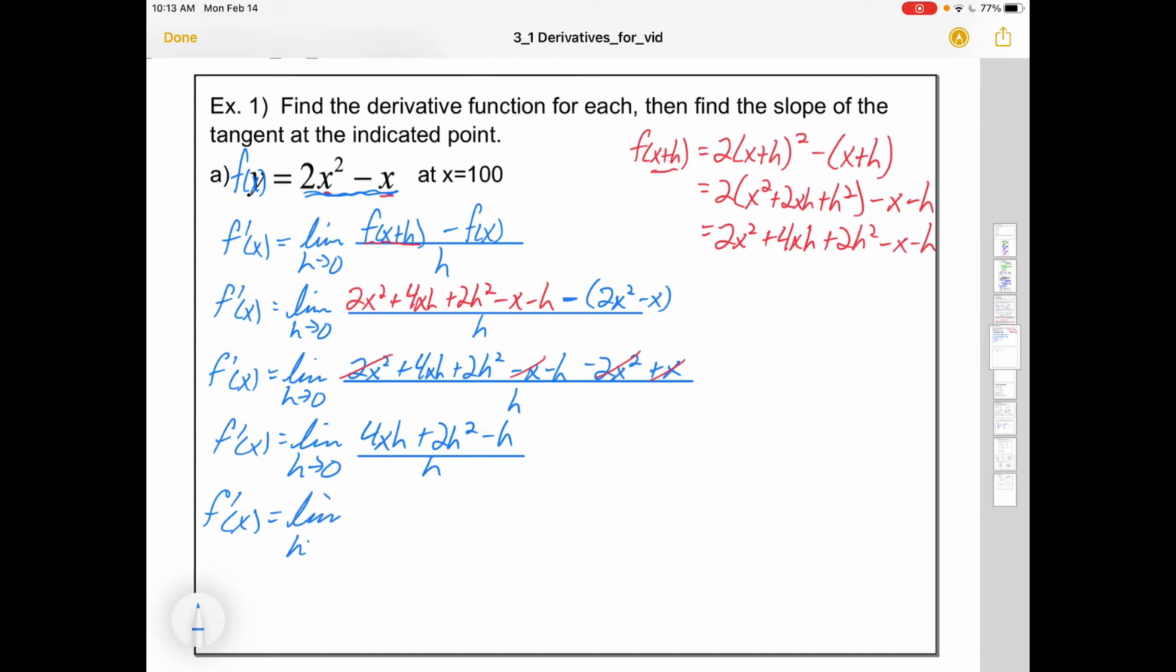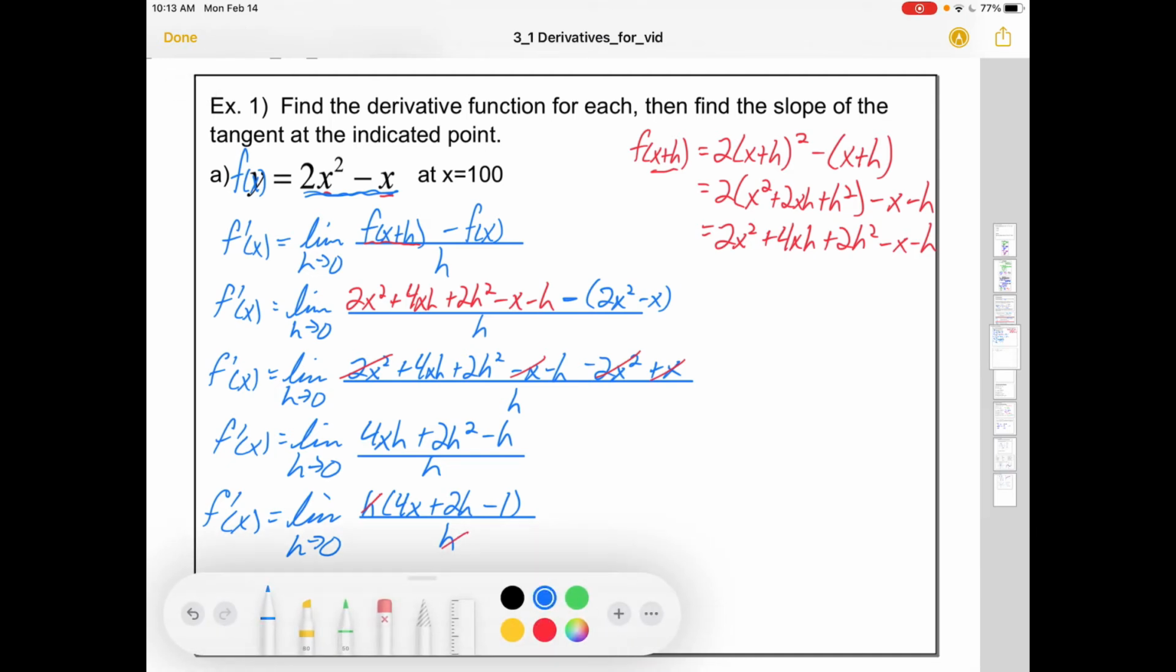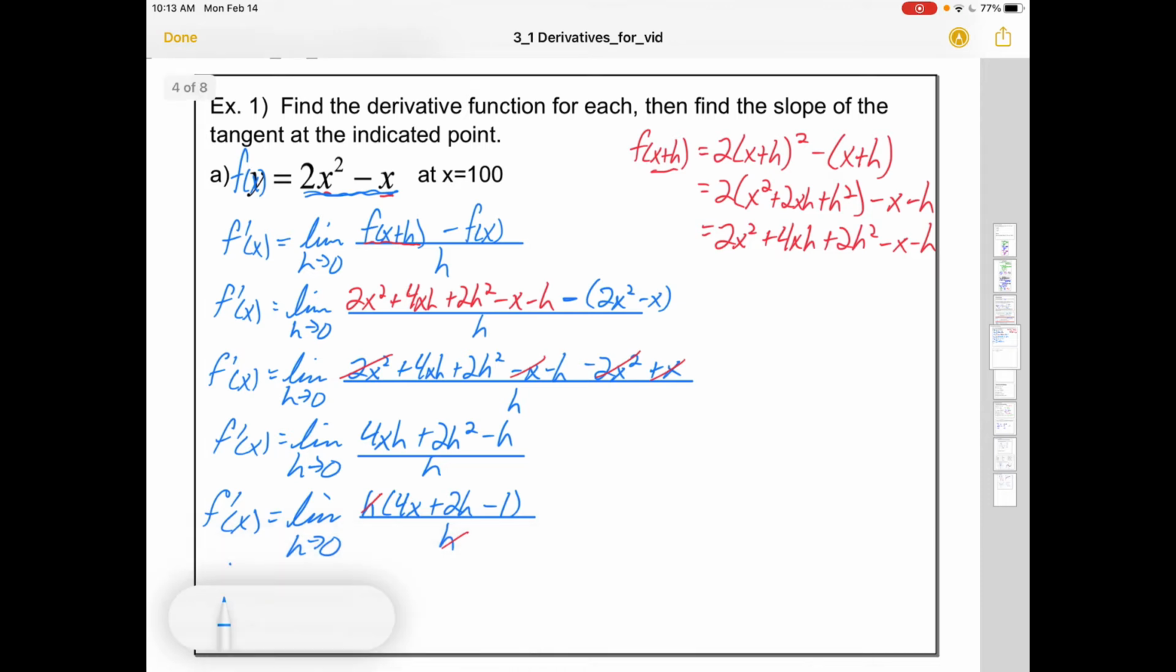And some people may want to go quickly on the division. I think you are way safer to do the correct thing of factoring and then dividing out. So factor out an h up top, and then you can safely divide out that h. So you're sure you're not doing algebraic magic, you're doing algebraic properties at this point. f prime of x is going to be the limit as h goes to 0 of 4x plus 2h minus 1. And we'll keep following it through.